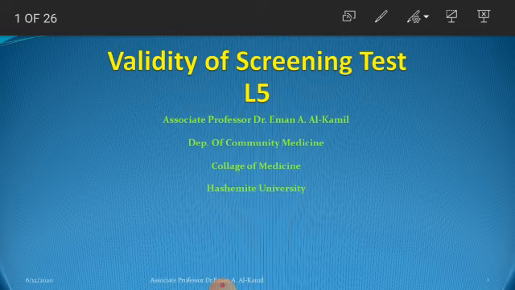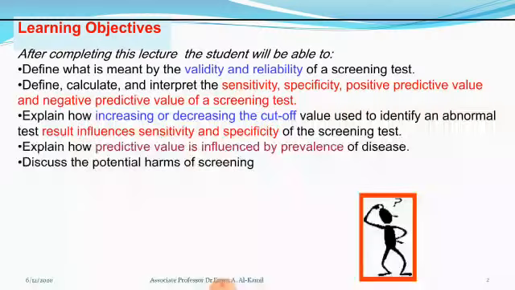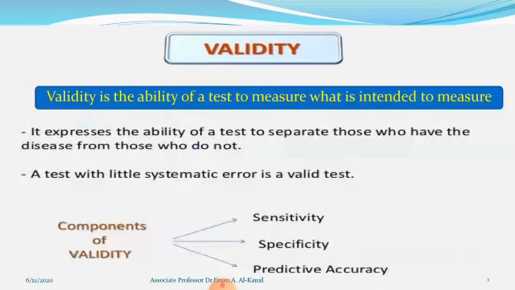So we are going to discuss the validity of the screening test, which we are going to use in the secondary prevention. In this lecture, we are going to discuss the validity and reliability or accuracy of a screening test, what the components of the validity are, such as the specificity and sensitivity, positive or negative predictive values, and how the predictive value is influenced by the prevalence.